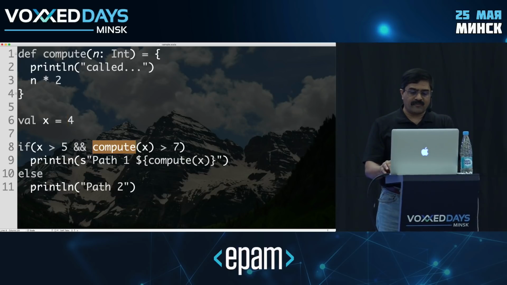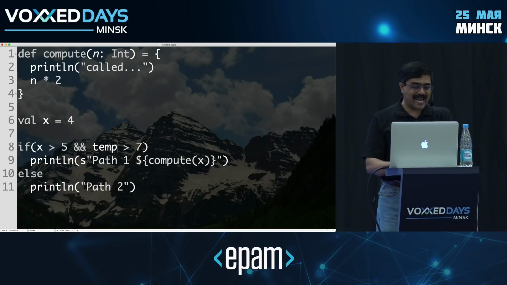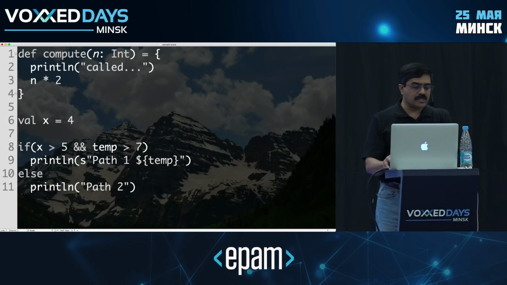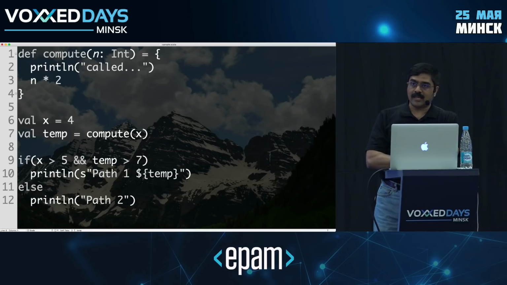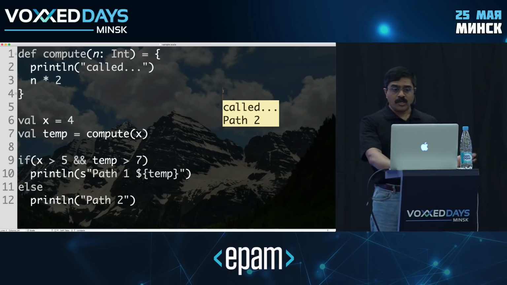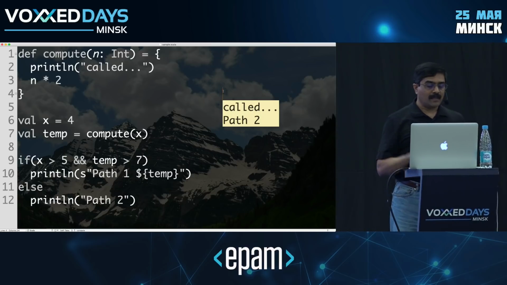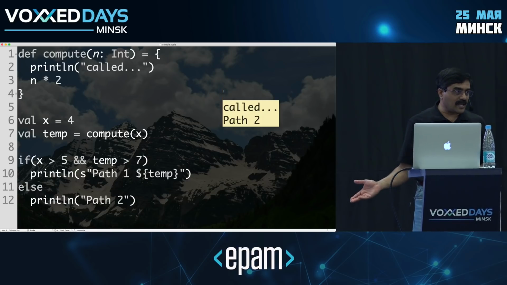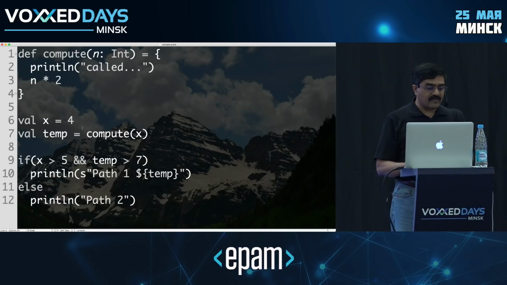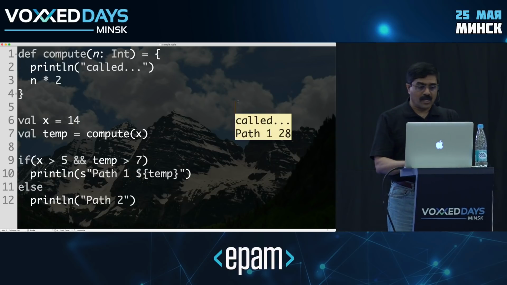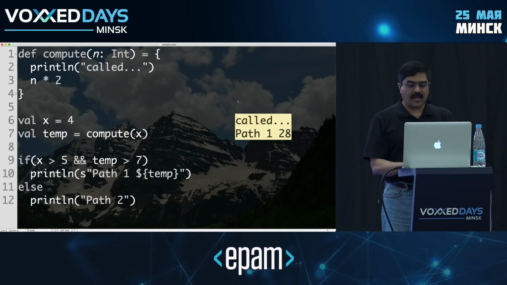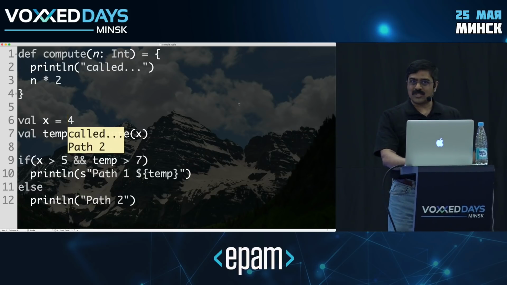To make this more efficient, you could move this to a temp and call temp right in here, and assign temp the result of compute. When you execute the code one more time, the good news is that you are not going to take path 1, but the bad news is compute was called even though it's not needed. If x is greater than 14, compute was called only once. That's good news. But if x is not greater than 14, we still call compute, which is really unfortunate.